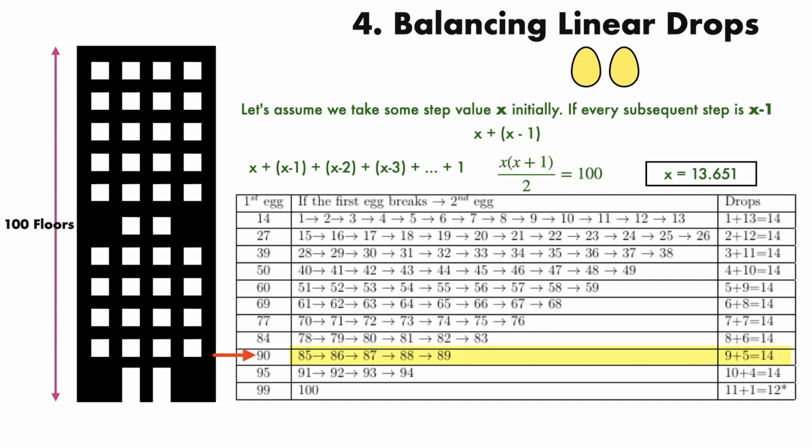If it breaks, check previous 5. Else drop from floor 95. If it breaks, check previous 4. Else drop from floor 99. If it breaks, check previous 3. Else 100 is the answer. So the total number of steps required in this case is 14. And this is the most optimal solution for this particular problem.